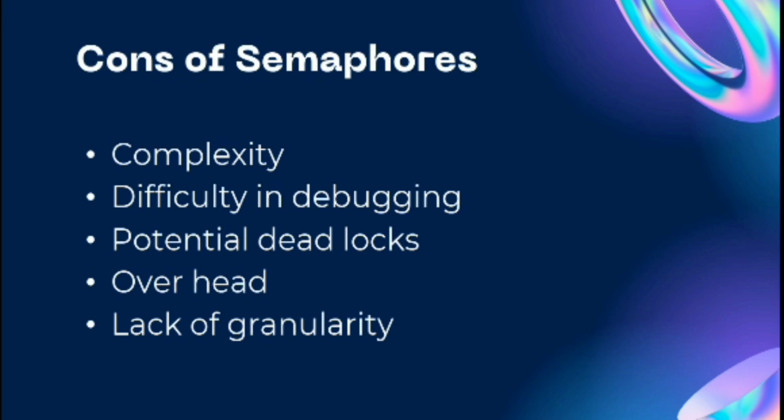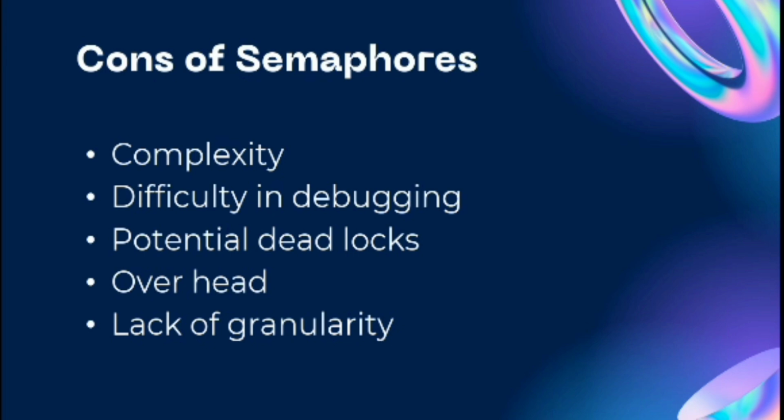As there are pros, there are also cons of semaphores. Now let's learn about the cons of semaphores. The first one is complexity. Semaphore-based synchronization can be complex and error-prone. Care must be taken to ensure the correct usage of semaphores to avoid deadlocks or race conditions.